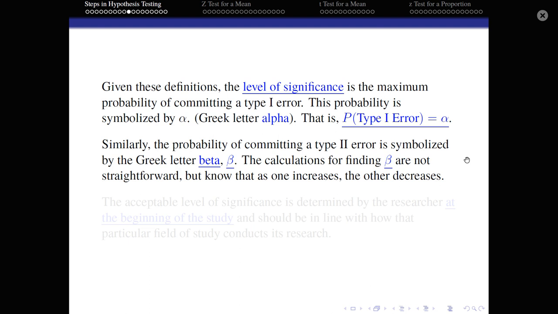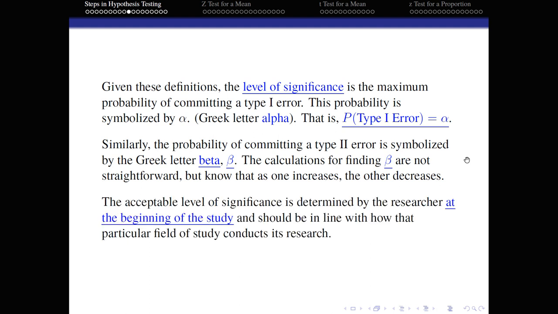And now the probability of a type 2 error, we're not going to focus on super heavily in this class. It's covered by the Greek letter beta. And this has to do with something called statistical power. 1 minus this beta is statistical power. We're not going to talk about that, but it is a very fascinating conversation for a different time.